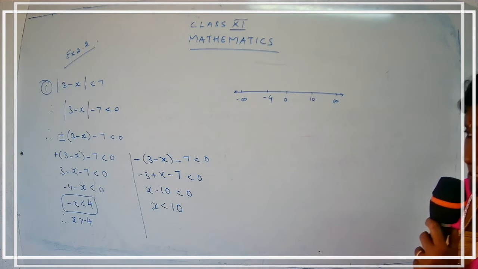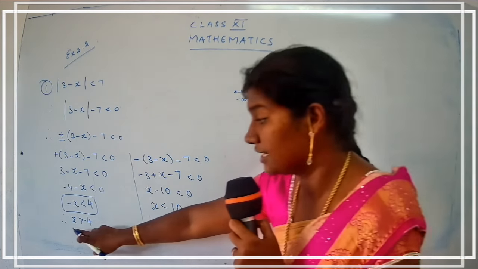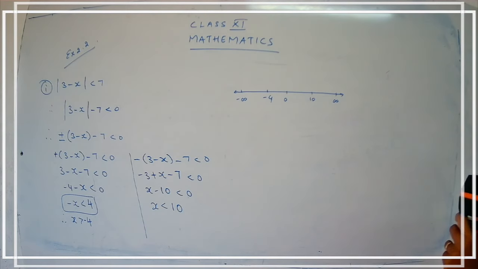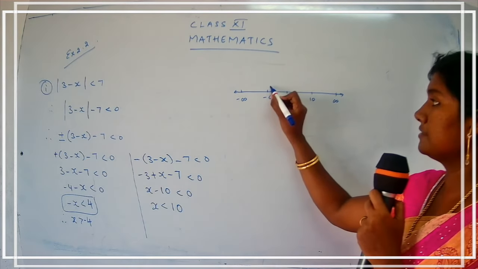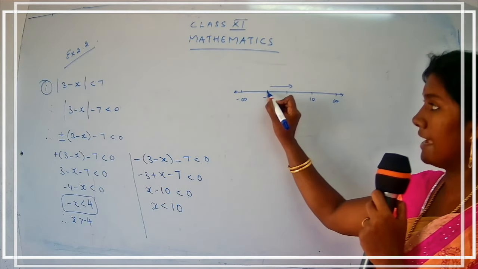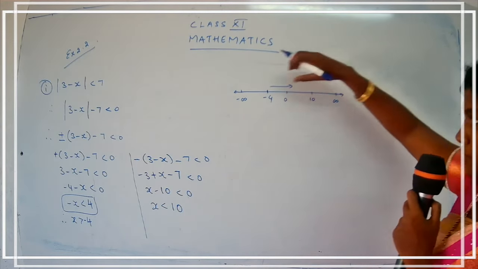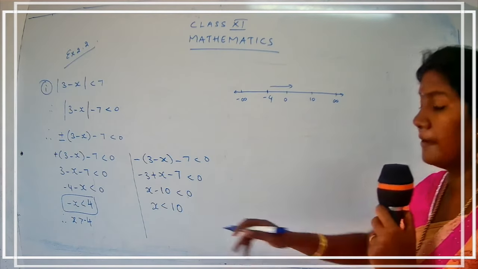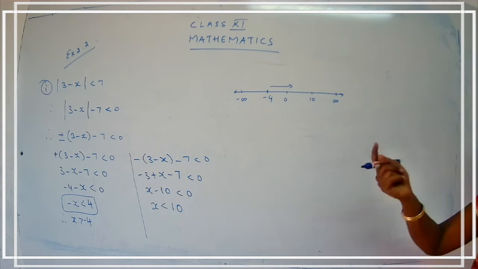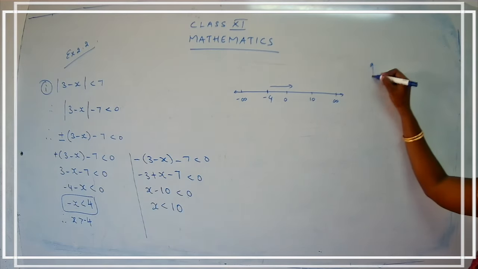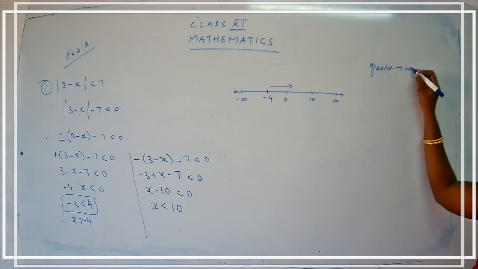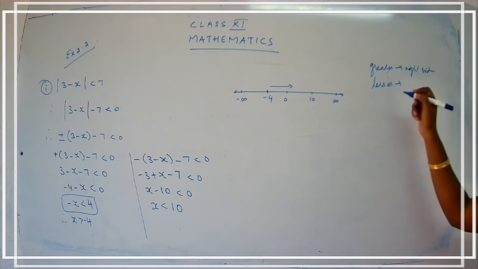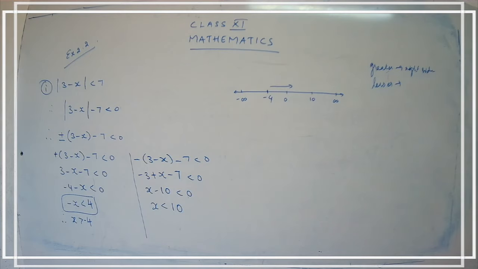X is greater than minus 4. See the condition, children? X is greater than minus 4. That means it is going to lie somewhere here. Greater than means this side. It is going to lie greater than minus 4, less than 10. Remember, whenever you have greater than, you have to come to the right side, and if it is lesser, you have to go to the left side. Clear, children? So just keep this in your mind.